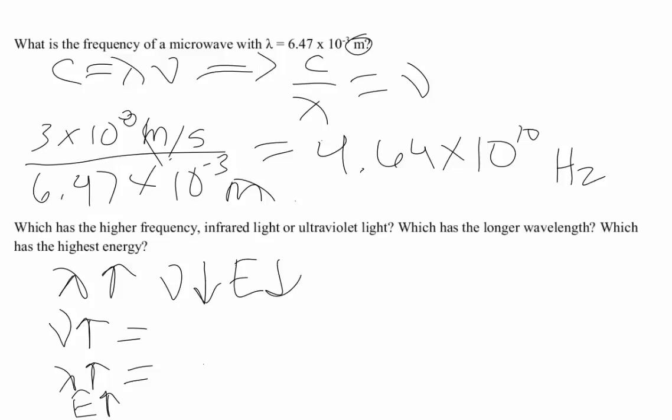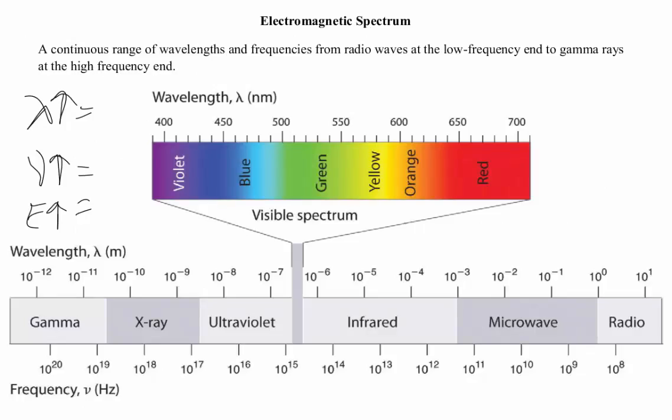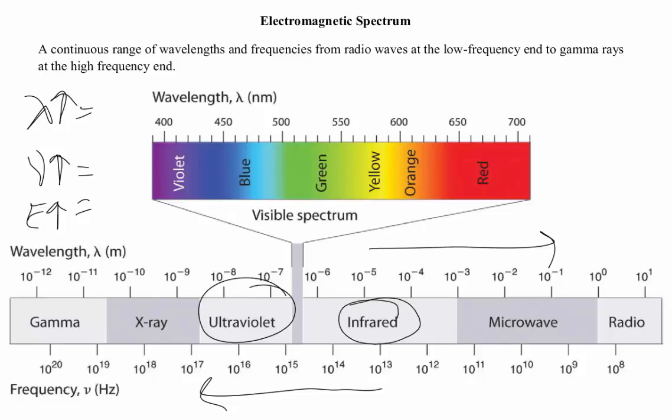Now we'll go back to the electromagnetic spectrum so we can take a look at it and find out the following answers. By looking at the electromagnetic spectrum, we see that frequency increases this way and wavelength gets longer in this direction, which means that they are inversely proportional. The question asked was between ultraviolet and infrared light.